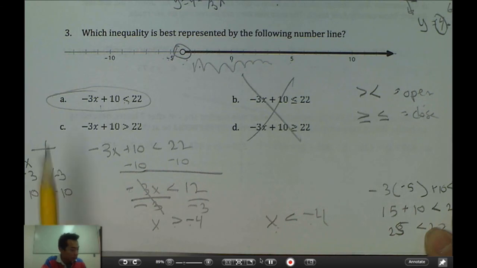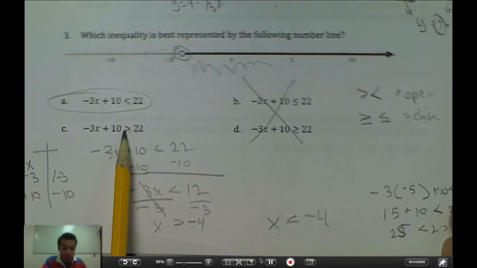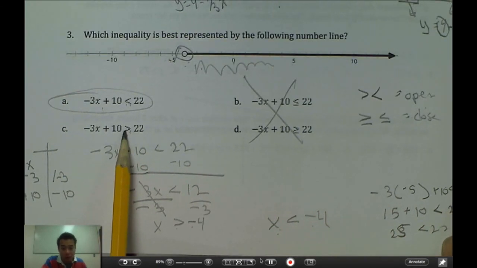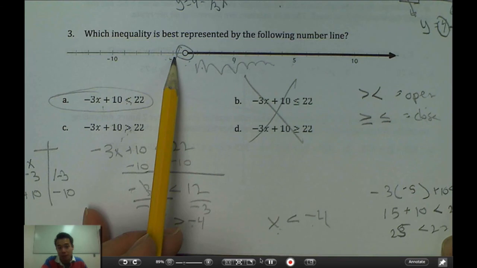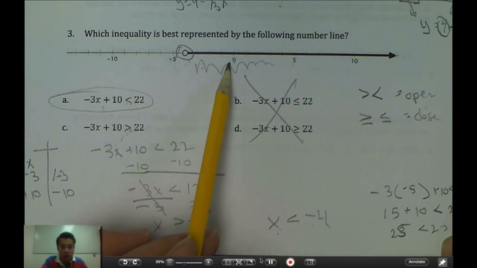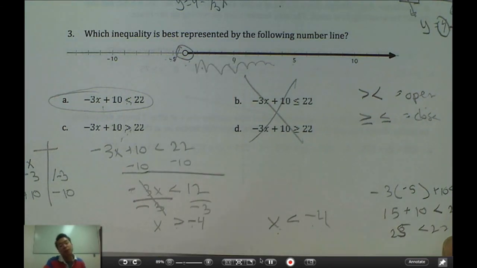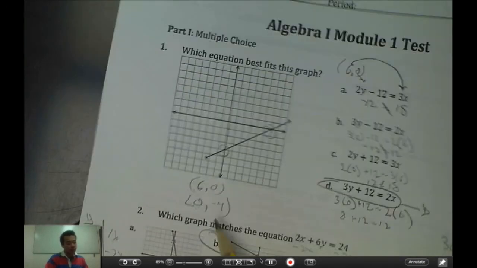Okay. Now if you tested negative 5 for this one, it would work. You're right, negative 5 would work for this one. But again, negative 5 is not part of my solution set. It's just whatever's underneath the arrow. The fastest way is actually just to pick a number off the number line and put it into each of these and then see which one is a true statement. And it's A. Okay, that's the first page.